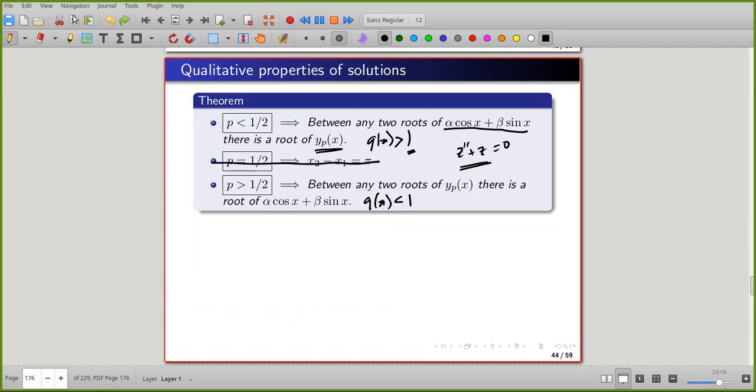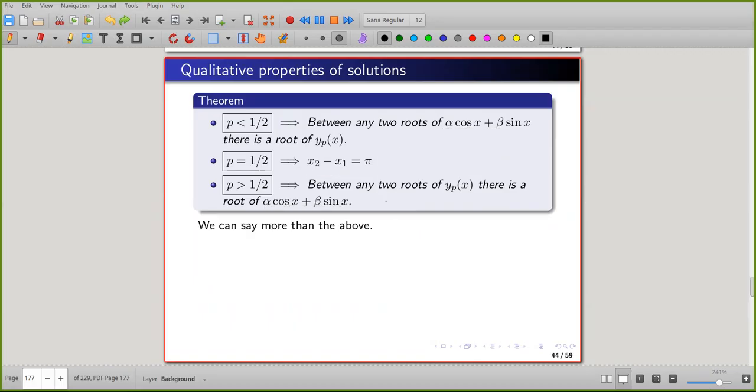In fact, here we are just saying that the difference between the successive roots is pi, which is correct. And this case is saying that between any two roots of y_p(x), there is a root of this thing, the cosine, because here we have q of x strictly less than 1. Okay. We can say more than the above.